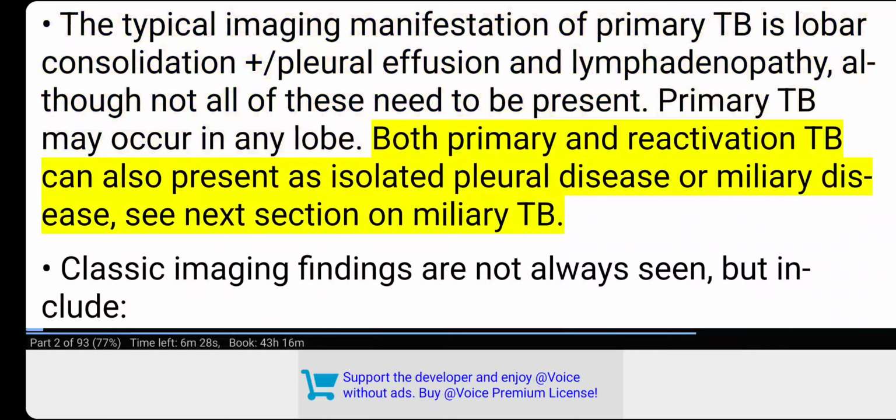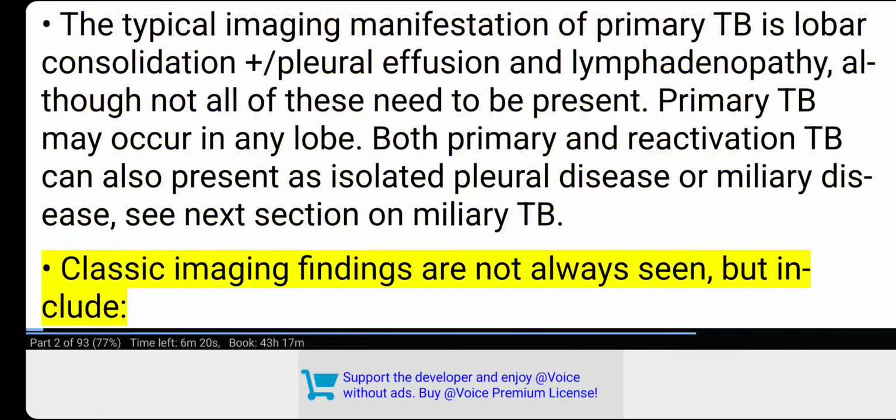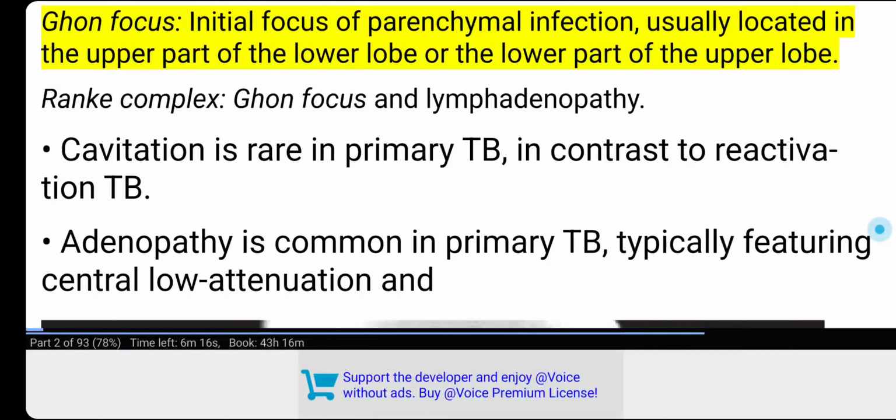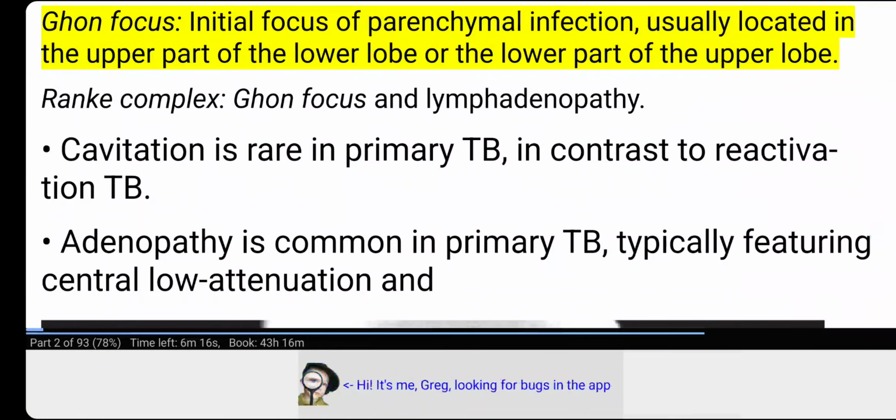See next section on miliary TB. Classic imaging findings are not always seen, but include Ghon focus, the initial focus of parenchymal infection, usually located in the upper part of the lower lobe or the lower part of the upper lobe. Ranke complex: Ghon focus and lymphadenopathy.